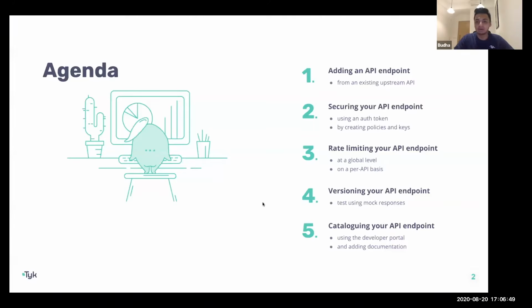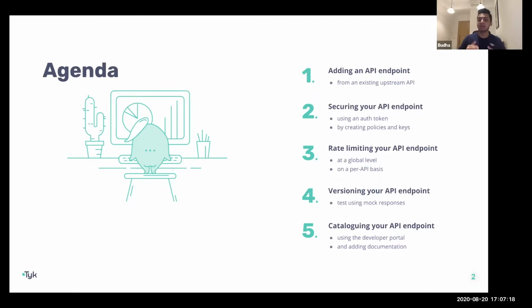Moving right along, so these would be the 5 different things that we're going to be looking at. It's a bit of a journey that we're going to be taking, starting off with adding an API endpoint to the Tyk gateway. It's essentially from an existing upstream API that is available, and I'll talk about what API we're going to be using. Then we'll be securing said API with an authentication token, where we'll be introducing policies and keys, the concept of that.